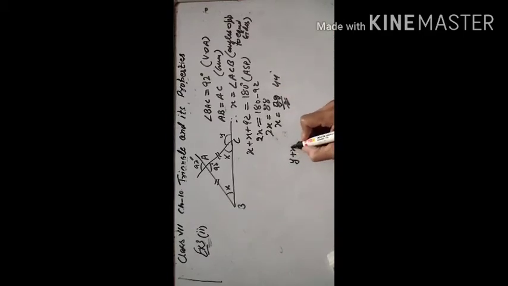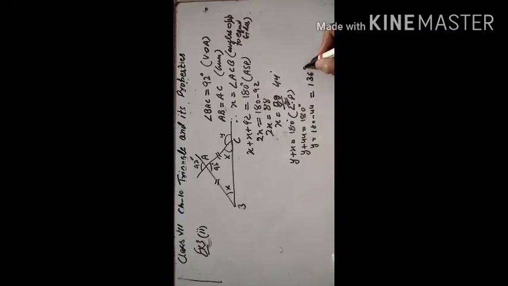Now y plus x is equal to 180 degree, linear pair. Now y plus 44 is equal to 180 degree. Now y is equal to 180 minus 44, that is 136 degree. Next example 3, third part.